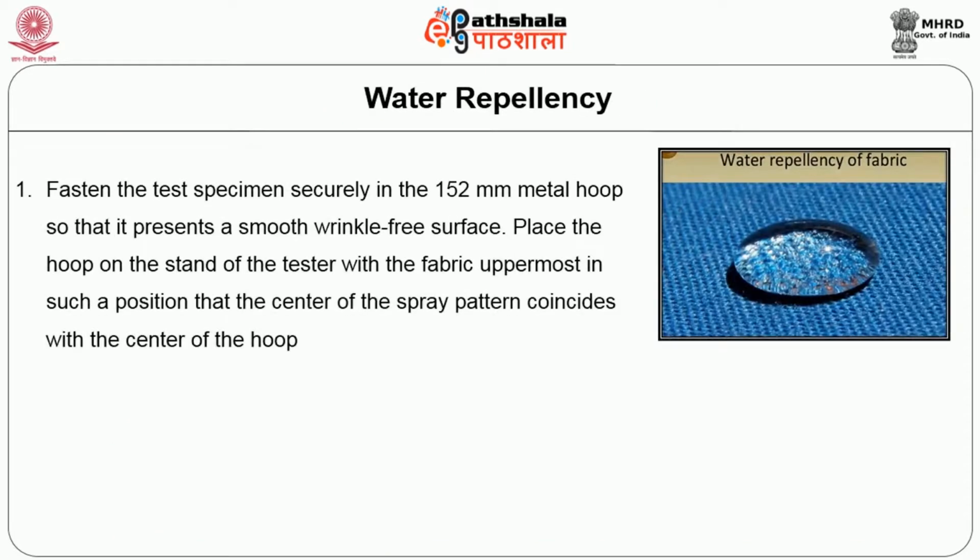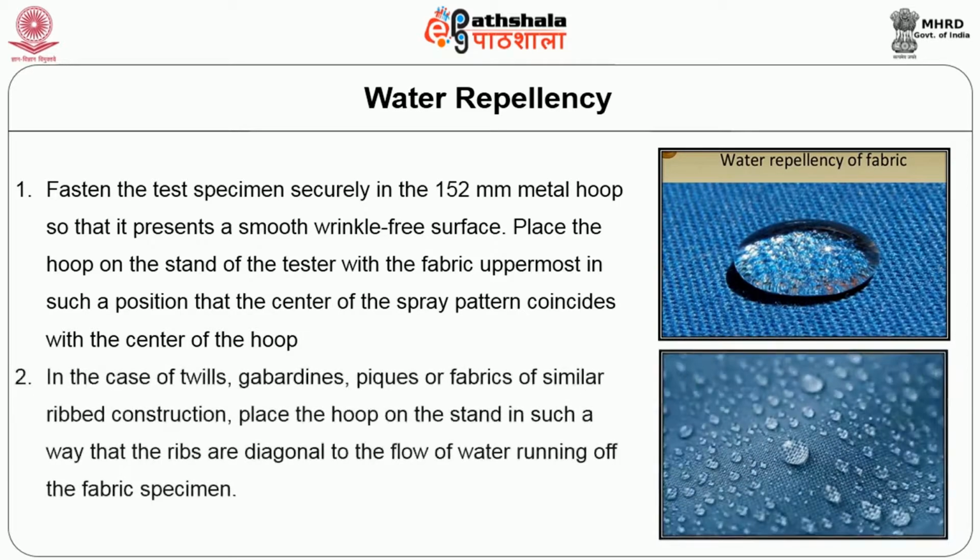Water repellency. In the procedure used for water repellency, the test specimen, which is woven fabric, is secured in a 152 mm metal hoop so that it presents a smooth, wrinkle-free surface. Place the fabric on the stand of the tester with the fabric face uppermost in such a position that the center of the spray pattern coincides with the center of the hoop. In case of twill fabric, gabardines, piques or fabrics of similar ribbed construction, the hoop is placed on the stand in such a way that the ribs are diagonal to the flow of water running off the fabric specimen.